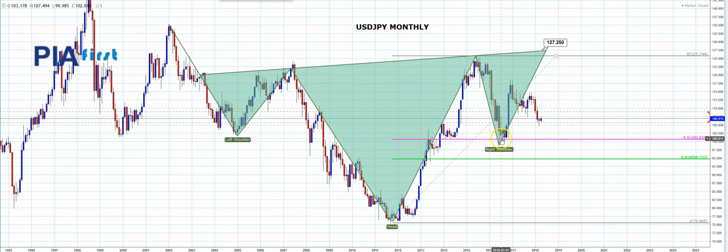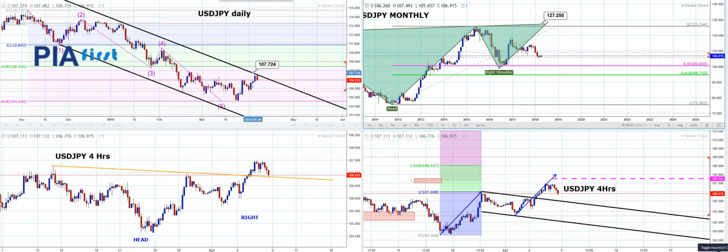What we do know is this last leg up from the middle of 2016 was pretty impulsive, and this last move to the downside has been pretty mixed and volatile, and that's quite common in corrective formations. So the monthly chart highlights a mild bullish bias, but we really need to break down into other time frames to get a proper view for this pair.